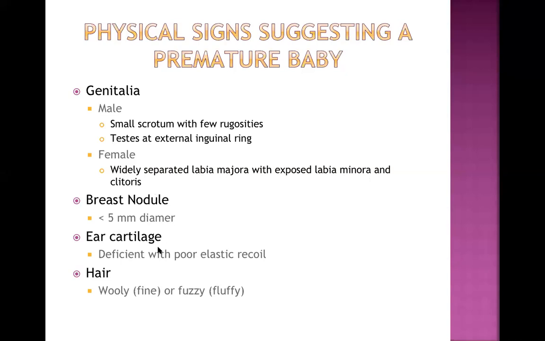Regarding the ear cartilage, in a preterm baby, it is deficient with poor elastic recoil. In a full-term baby, it has a good elastic recoil. It will go back to its original shape very quickly. Regarding the hair, it looks very woolly. This is called fine or fuzzy hair.